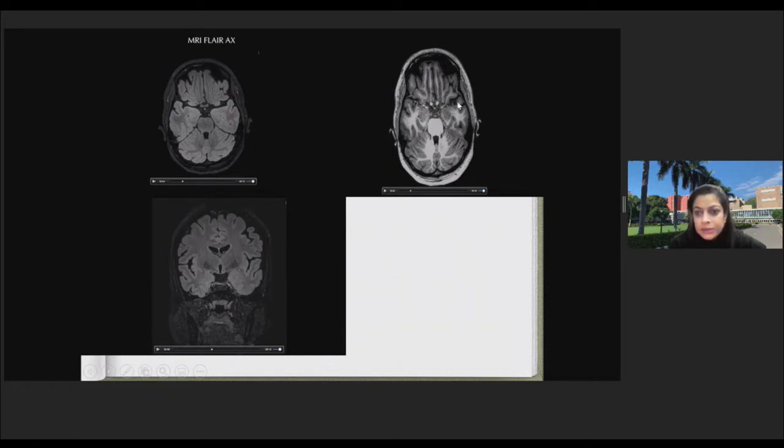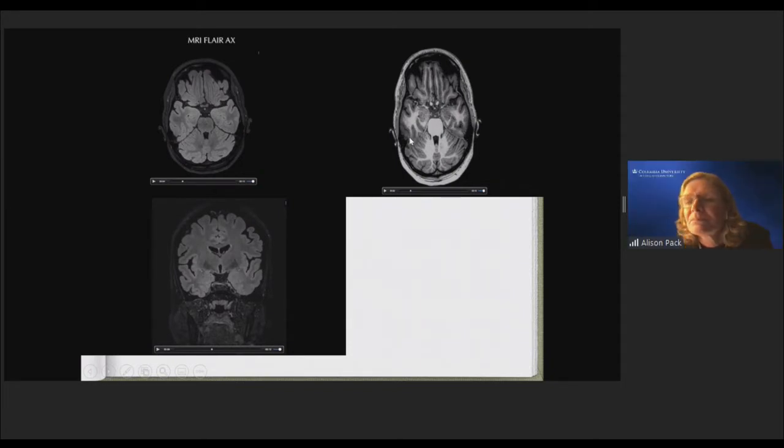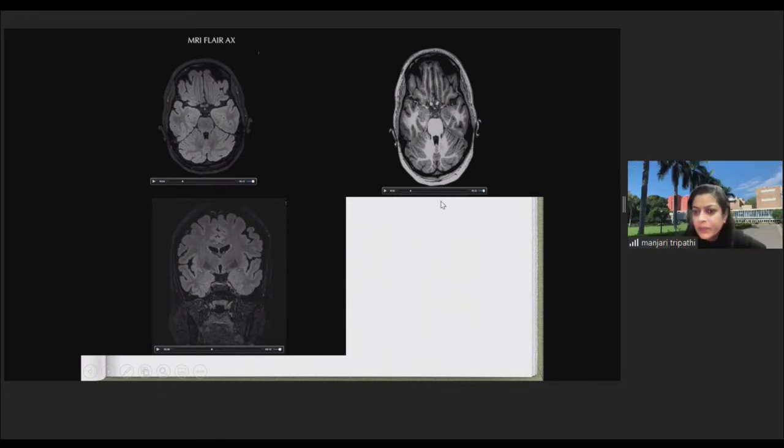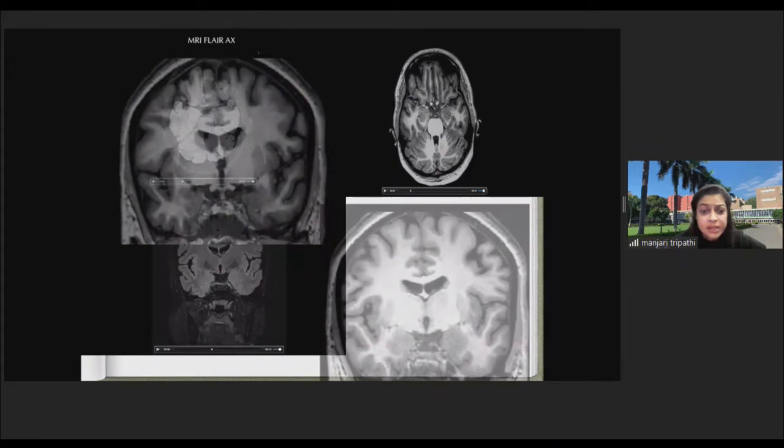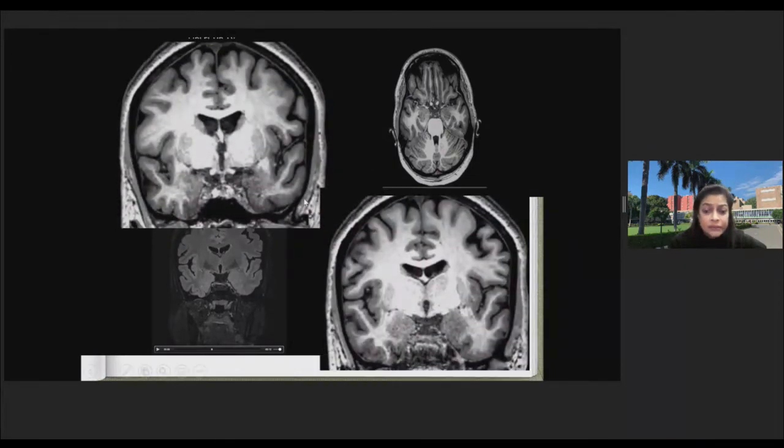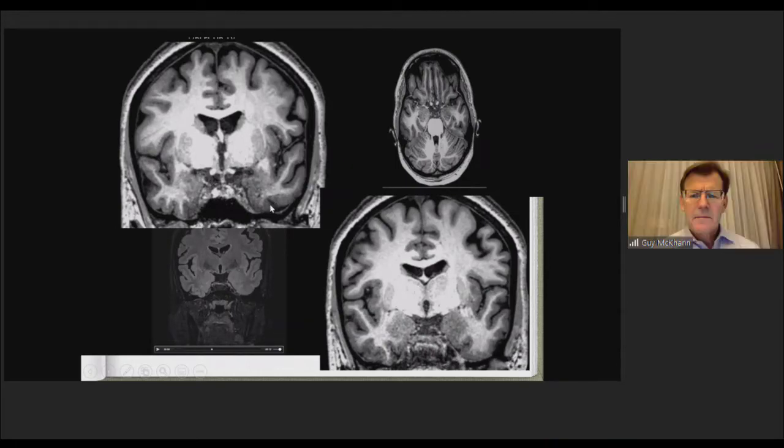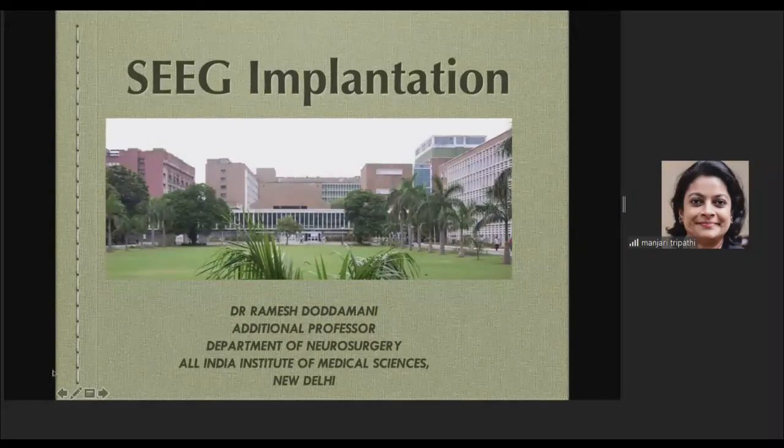And as Guy said, there seems to be a smaller size of the left temporal lobe compared to the right. So the size of the temporal lobes was different again. And if you look at this, again, here there seems to be some doubt, but here there seems to be some kind of a blue. Yes, Ramesh, it's visible. Yes, sir.